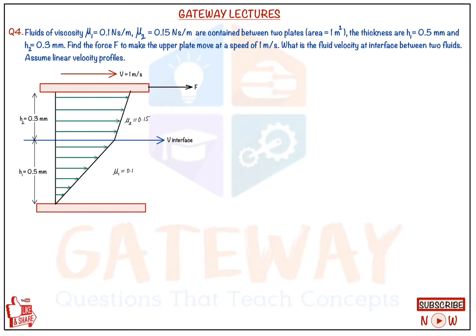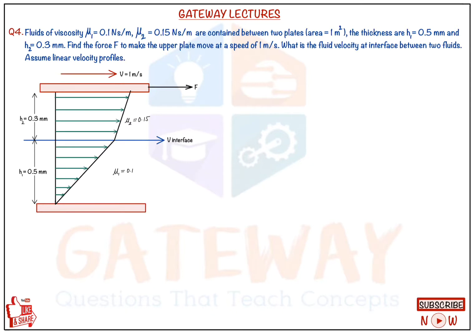Assume linear velocity profiles. Here mu1 is one fluid with a viscosity of 0.1 and this is a different fluid having a viscosity of 0.2, and it is said to assume linear velocity profiles. Since mu1 is not equal to mu2, the slope will not be equal in both the cases. Though they are linear velocity profiles, the slope is not equal. And h1 and h2 values are given.